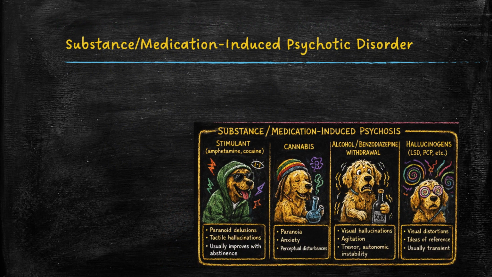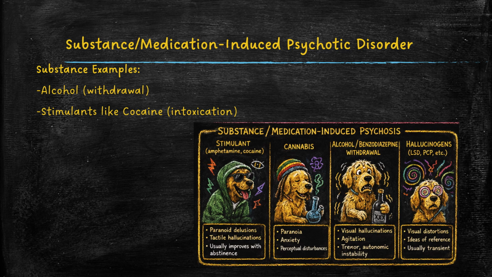They also like to test on substance or medication-induced psychosis, and common causes are alcohol withdrawal, delirium tremens, stimulants like cocaine intoxication, hallucinogens like LSD or PCP, and cannabis. A big one for medications is steroids. So you'll have someone that's taking prednisone and comes in psychotic. It's probably due to the steroid.